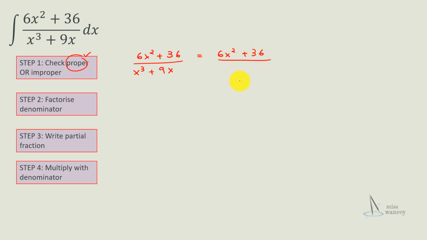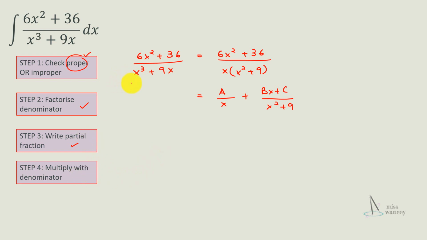Only factorize your denominator. So this is x times (x squared + 9). x squared plus 9 is a quadratic that cannot be factorized further, so I'm going to leave it like this. Second step, done. Write the partial fraction. This is a linear, this is a quadratic that cannot be factorized. So I'm going to have A over x plus (Bx + C) over (x squared + 9). This is the right partial fraction.